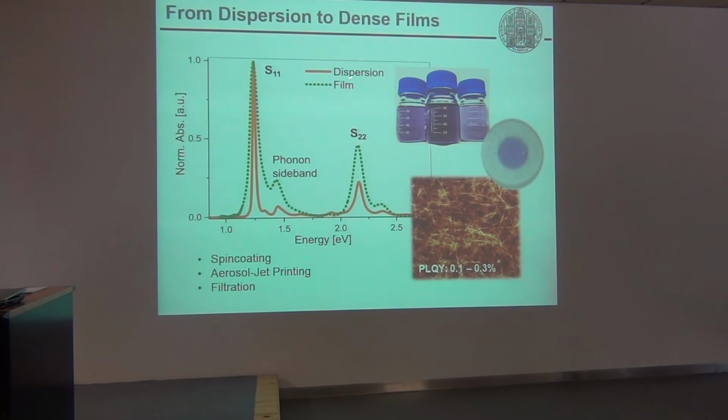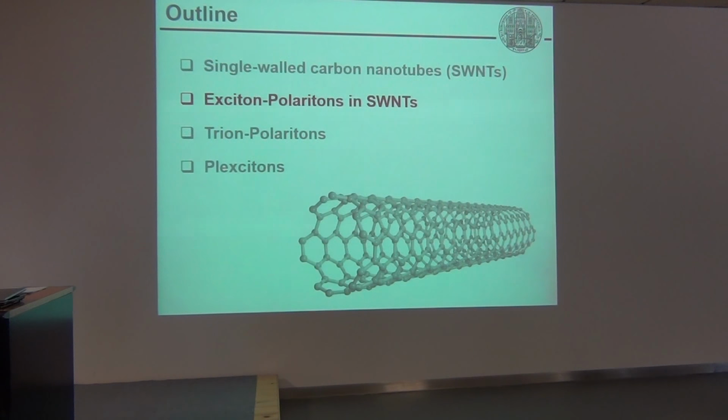Here you see the E22 or S22 transition in the visible, here the E11 or S11 transition in the near infrared, and we also have a phonon sideband, not unlike a molecule, for example. So these are the basics, very simplified photophysics of carbon nanotubes. There's a lot of other things you could talk about, dark excitons and so on.